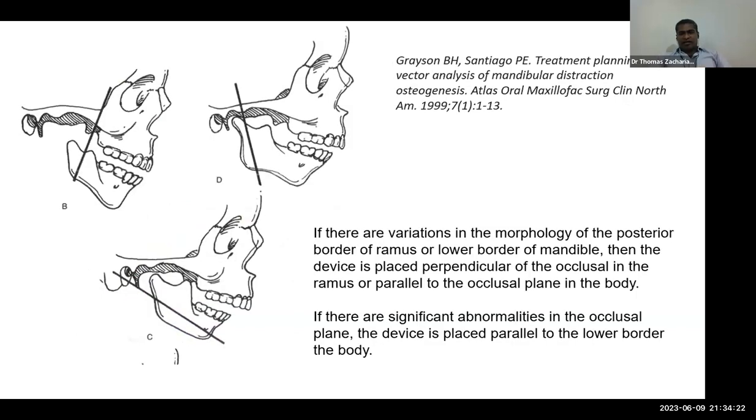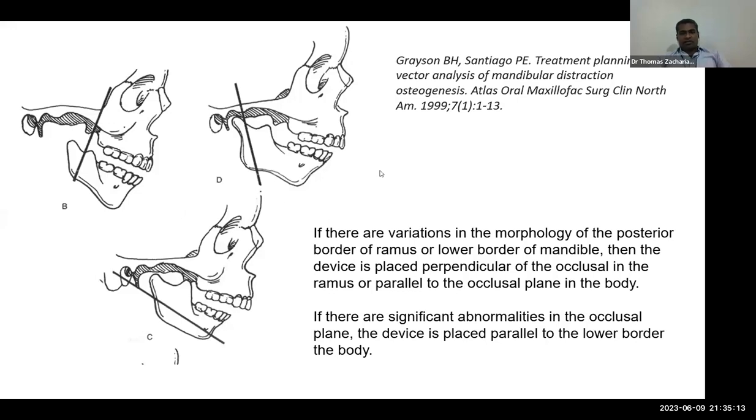This is again some very interesting work given by Grayson, who actually designed the distraction along with McCarthy. There are various variations in the morphology of the posterior border of the ramus or the lower border of the mandible. Then the device is placed perpendicular to the occlusal plane in the ramus or parallel to the occlusal plane in the body. So if there are some morphological differences in the ramus or lower border, then you place the device perpendicular or parallel to the occlusal plane.